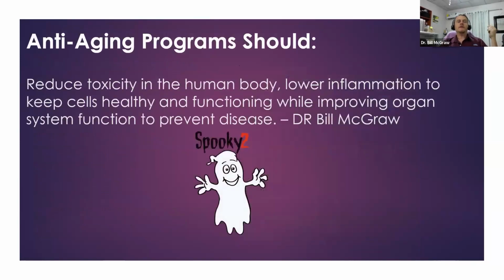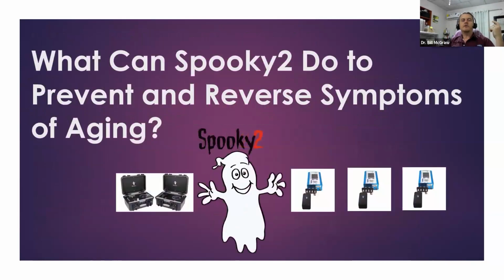So we should reduce toxicity in the human body, lower inflammation, keep cells healthy and functioning while improving organ system function to prevent disease. So says Dr. Bill McGraw. And how hard is that? It's not that hard. Let's have a look. What can Spooky2 do to reverse symptoms?